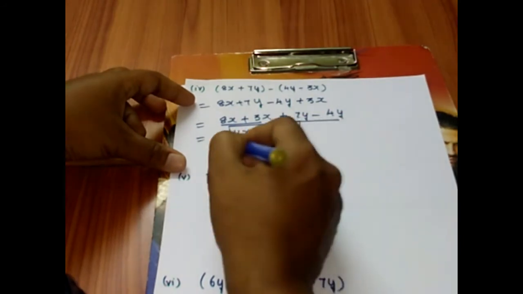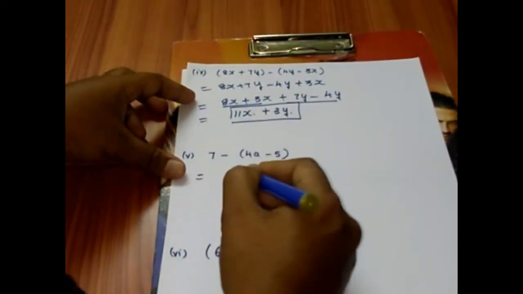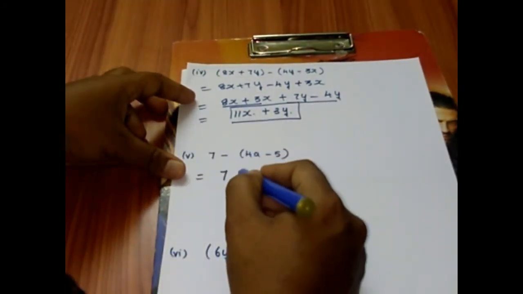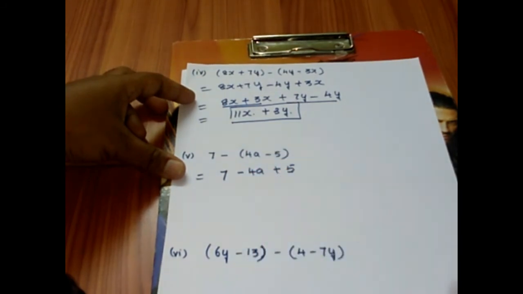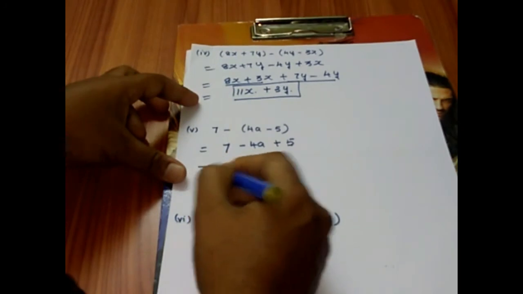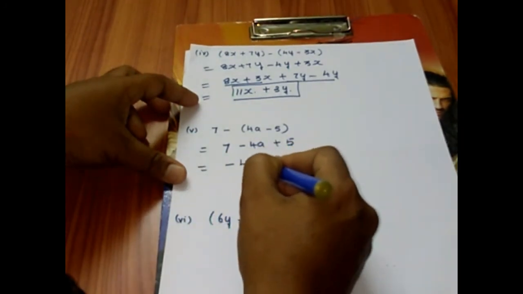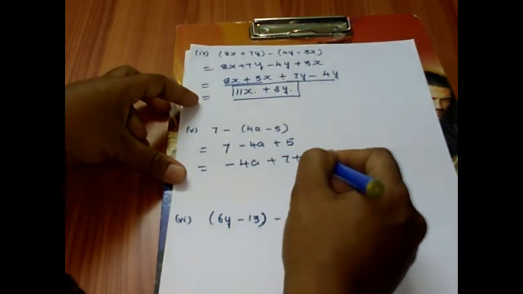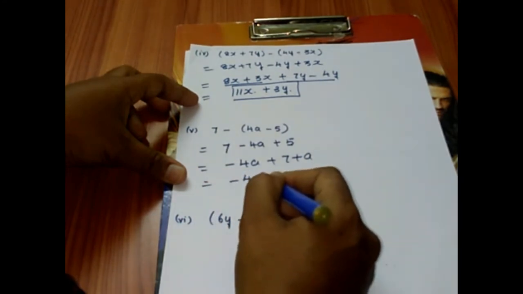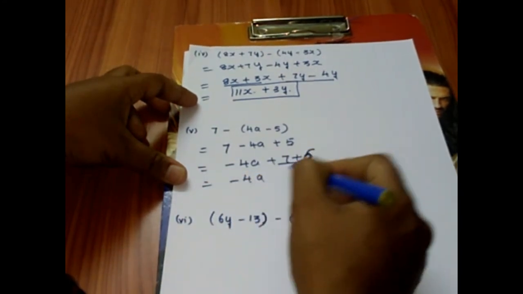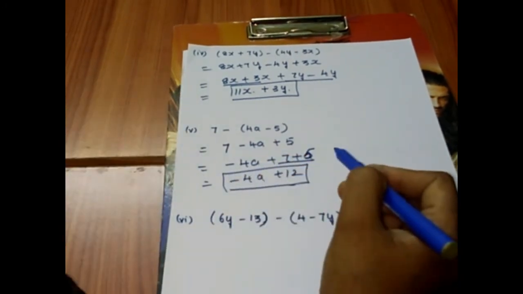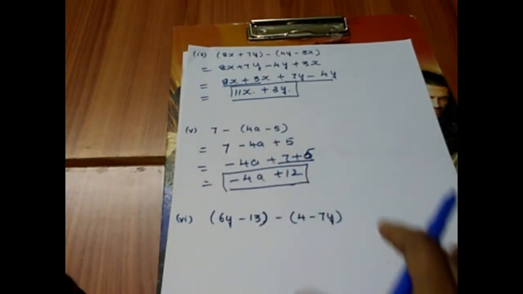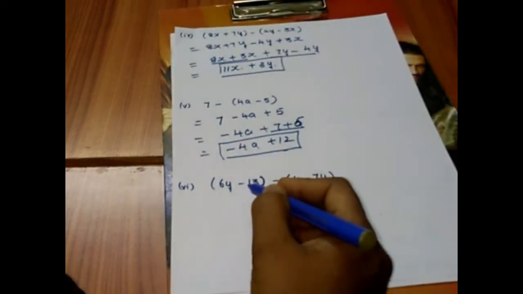So 11x plus 3y. Next, question 5, open the bracket: plus 4a will become minus 4a, minus 5 will become plus 5. Here we only have two constant terms, we don't have any algebraic terms. So keep minus 4a as it is. 7 plus 5 will be 12. Minus 4a plus 12. I hope you are following. Kindly follow the instructions carefully.